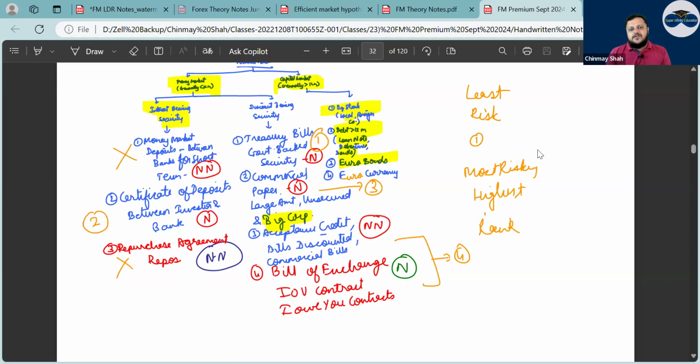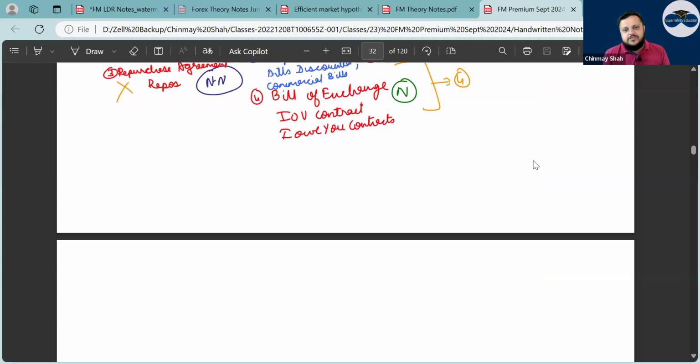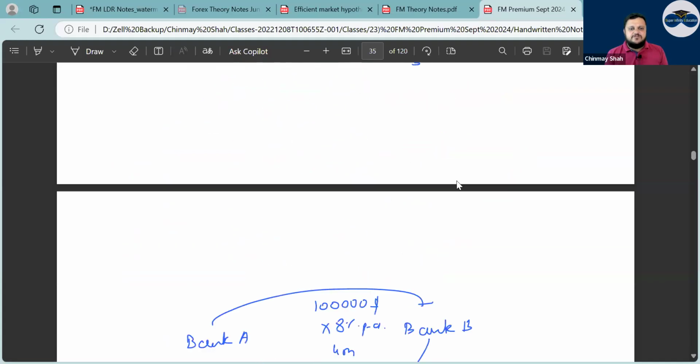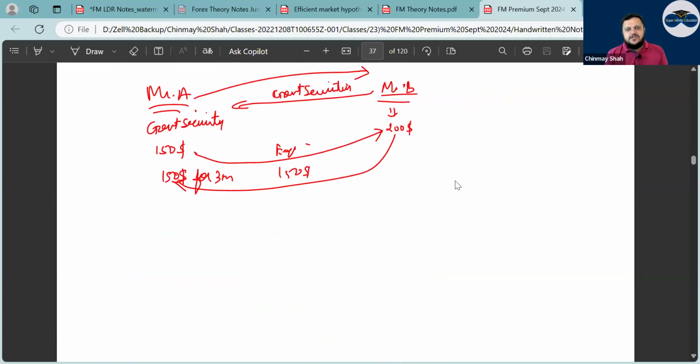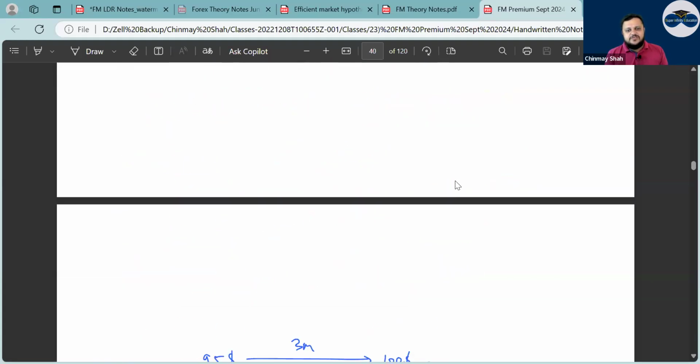When risk ranking is to be done, the least risky is your treasury bill. More risky than that is certificate of deposit. More risky than that is commercial paper, and most risky is bill of exchange and acceptance. Right? Lot of questions. I cannot even tell you how many questions you must have seen about this in the exam. Which are negotiable, which are non-negotiable, which is less risky, which is more risky, correct?